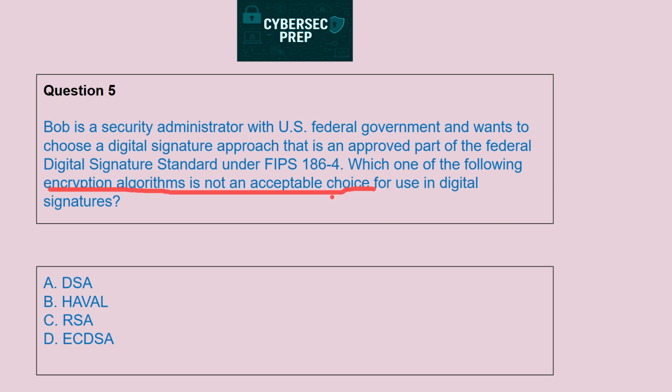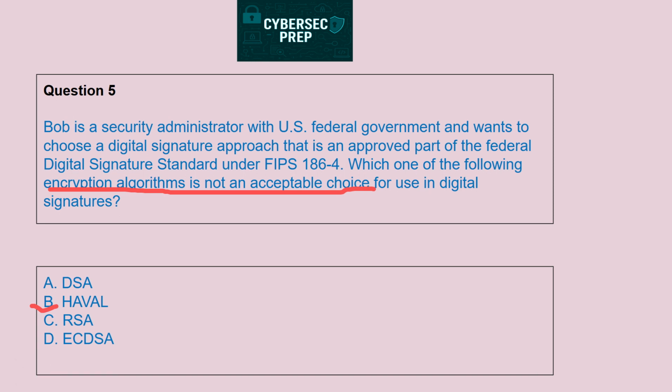Now, the digital signature standard approves three encryption algorithms for use in digital signatures. Those are DSA, RSA, and ECDSA. Right. Now, the remaining one which is left is option B, Havel. Now, what is Havel? Havel is a hash function but not an encryption algorithm.